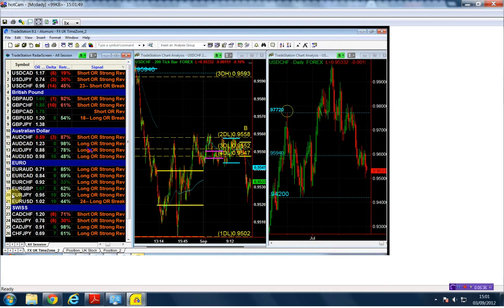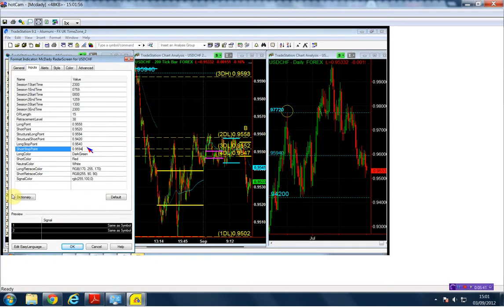So our stop is going to be 95. We're going to put our stop right above here, which is going to be 95.40. So the 95.40 will be the long and short stop.